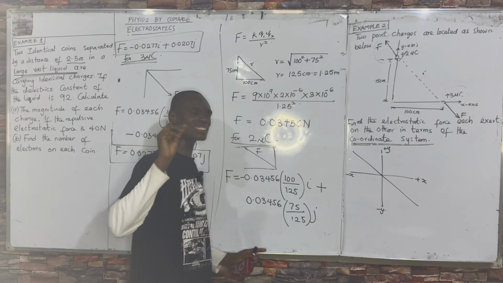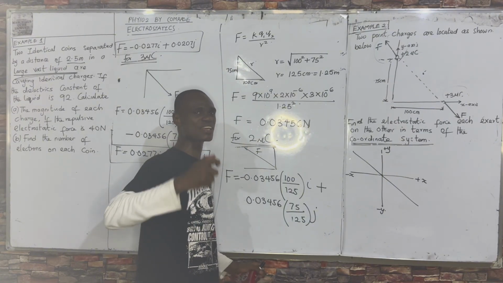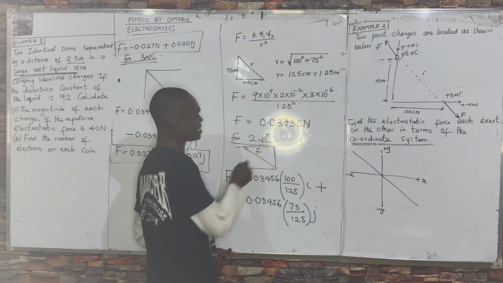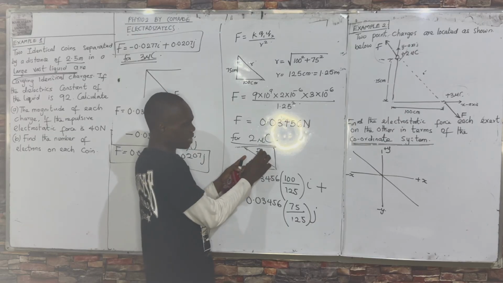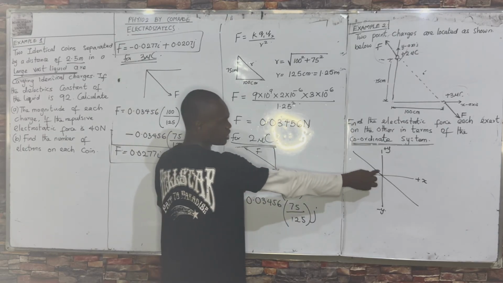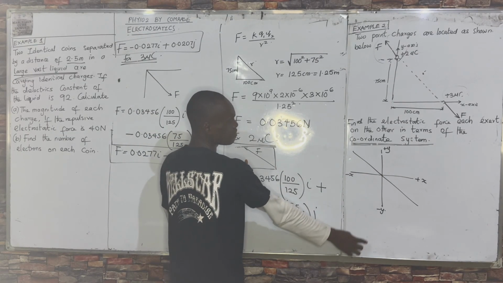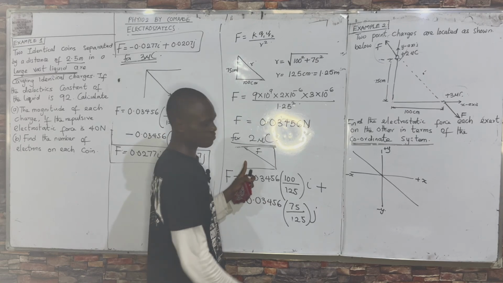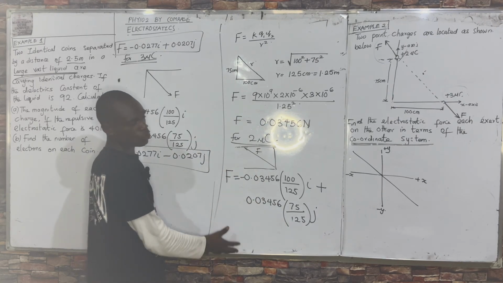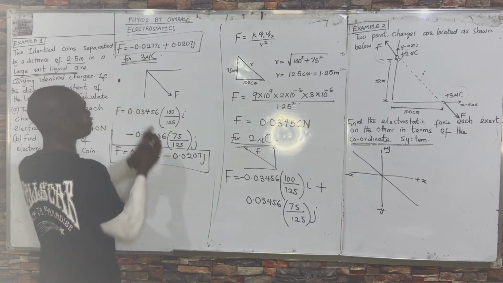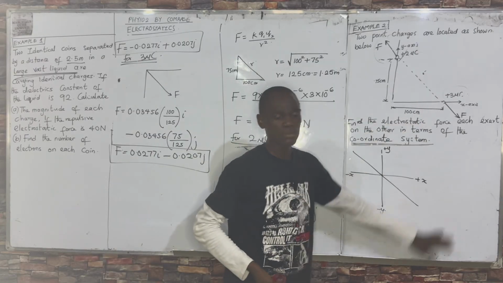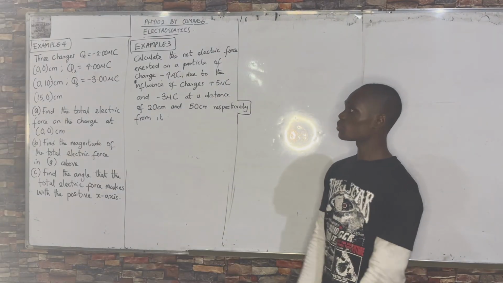And after doing that, you must understand that force is a vector. It also needs its direction. And if you look at this, the direction for here, it means horizontal is negative, vertical is what? Positive. So you put the sign. After that, you do the same thing for the 3 microcoulomb charge. So that's how it works. So let's take example 3.